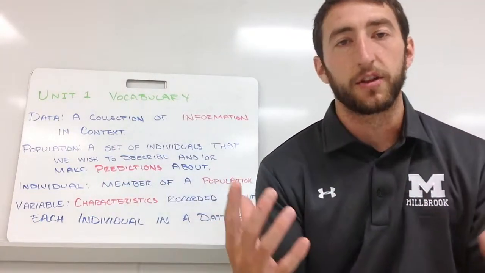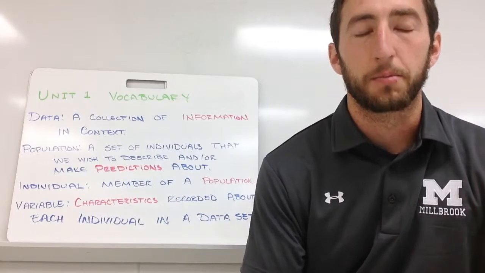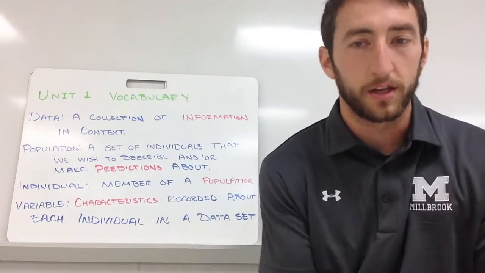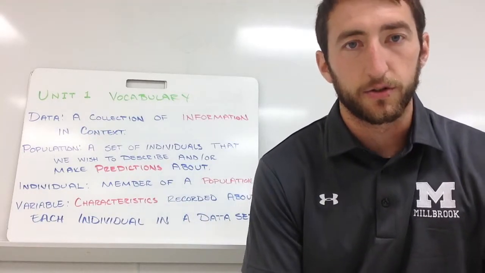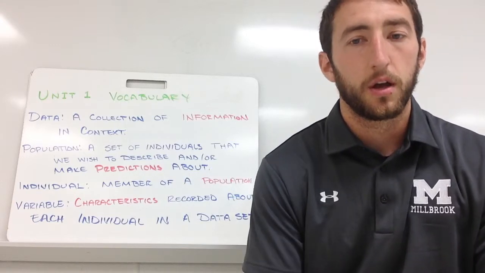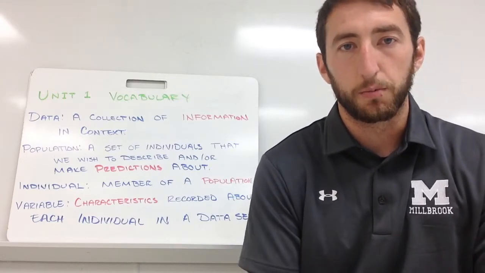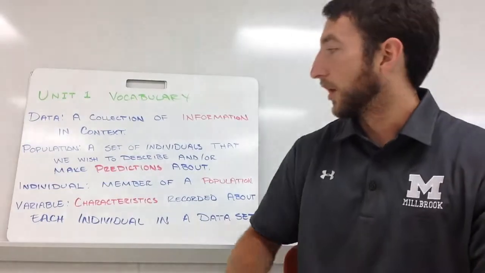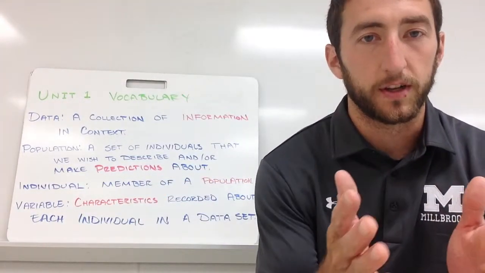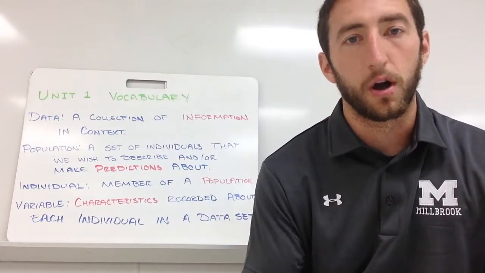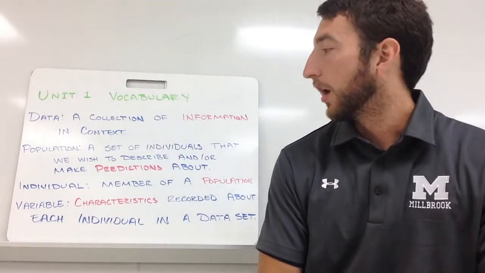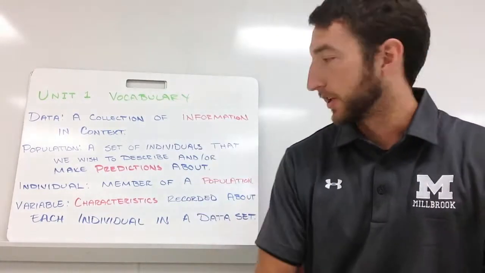Population is the set of all the individuals that we wish to make a prediction about. So let's say we wanted to predict the height of the average 9th grade student at Millbrook High School. 9th grade students at Millbrook High School would be our population, and then we would be able to make predictions about that. An individual would be a member of that population. So you sitting in this class would be a member of Millbrook High School, maybe in the 9th grade, maybe you're in a different grade, but you would be an individual based on that population.